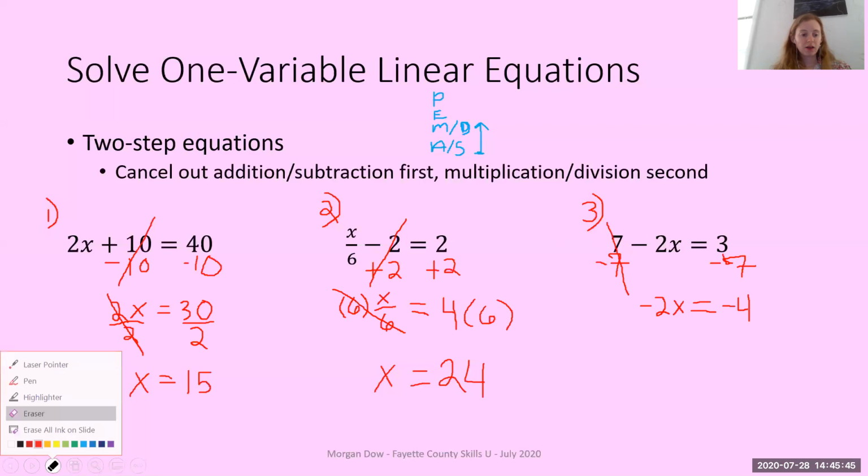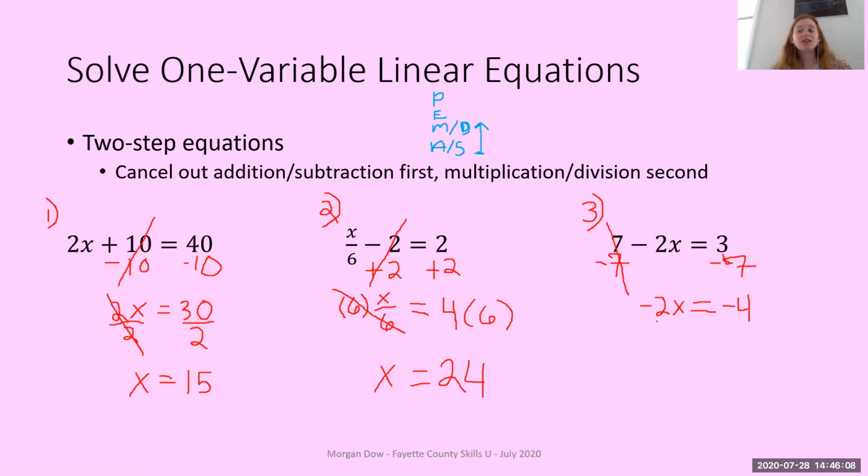So that's another way to think about it, is to use the sign in front of the number as your guide for helping you cancel out the number. All right, so now we've taken care of all that addition and subtraction nonsense, and now we just have multiplication left. So how do we cancel out multiplication?